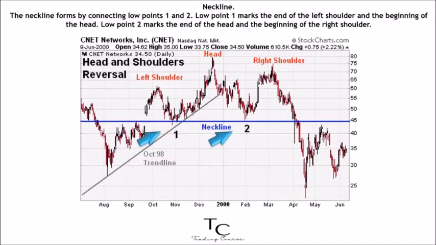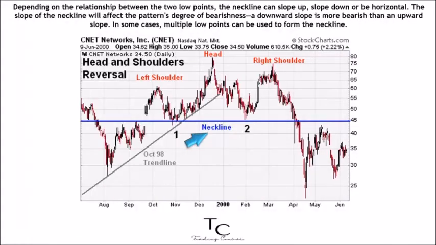Neckline. The neckline forms by connecting low points 1 and 2. Low point 1 marks the end of the left shoulder and the beginning of the head. Low point 2 marks the end of the head and the beginning of the right shoulder.